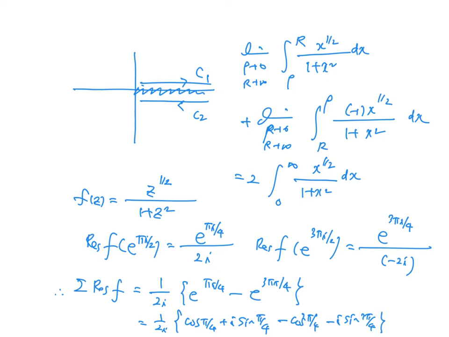So let's check all the sine and cosine values. The sine terms cancel because they have the same sign, right? So this is 1 over 2i times twice the square root of 2 over 2, which gives 1 over i square root of 2.